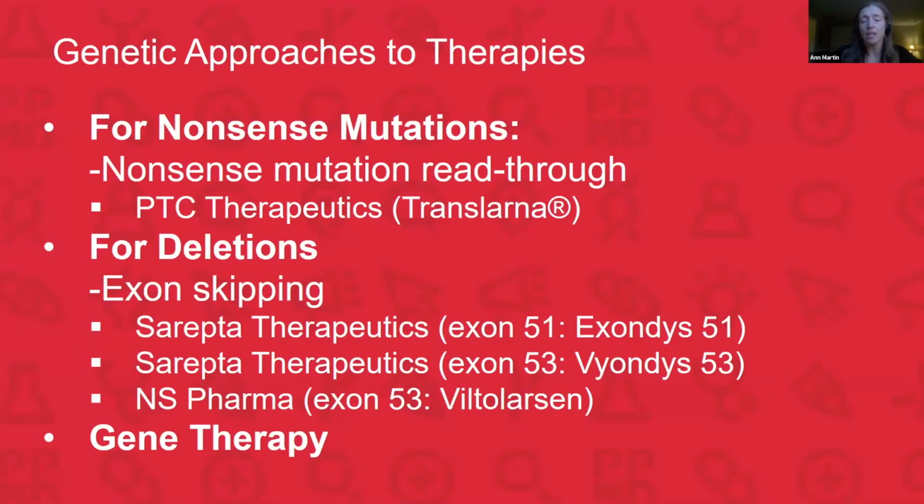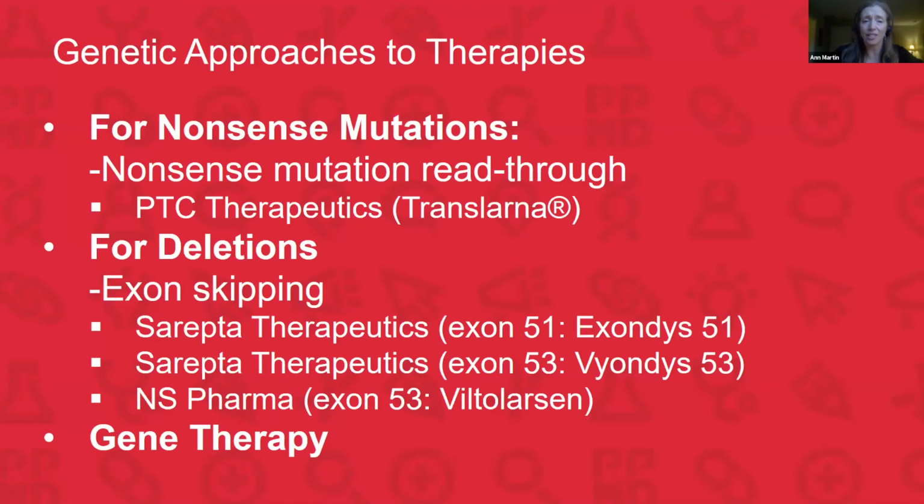I mentioned some of these a bit earlier, but there are several different genetic approaches to therapies. For nonsense mutation, there is a strategy called nonsense mutation read-through, and that's what the company PTC Therapeutics has developed. Their drug is called Ataluren or Translarna. I'm sure you'll be able to learn more about that through some of the virtual sessions coming up.